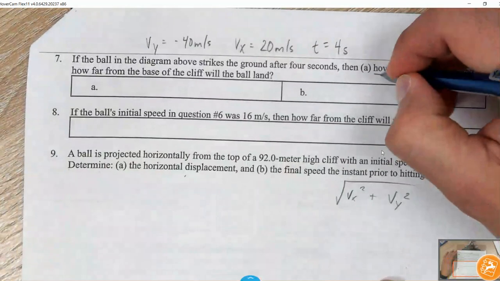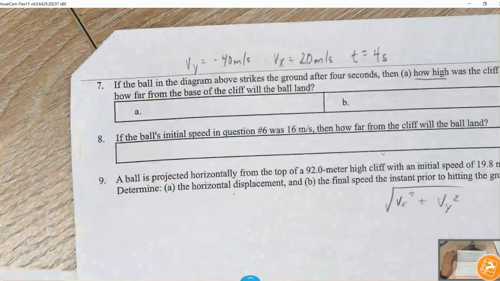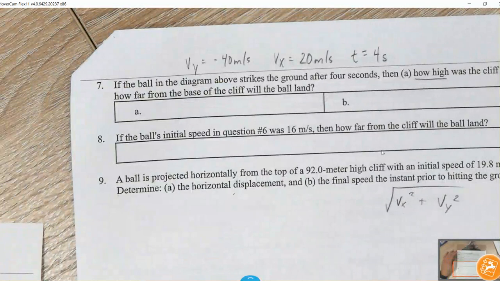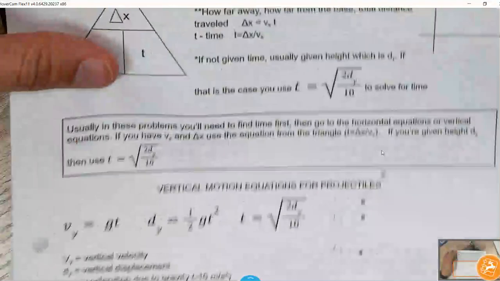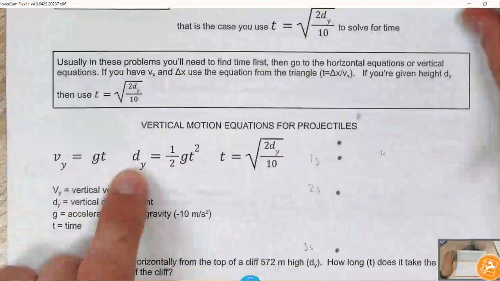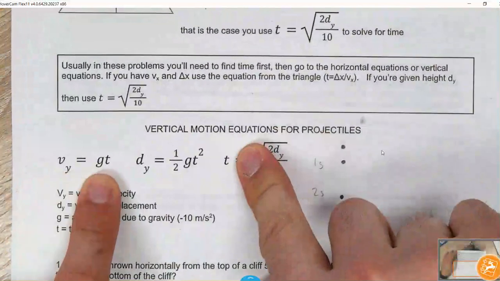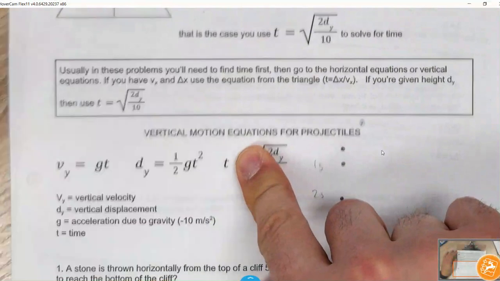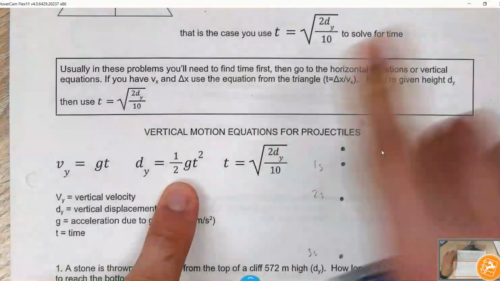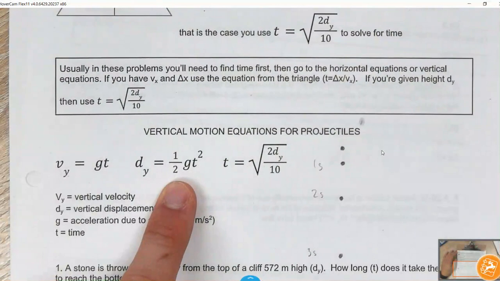So when they say how high, are you thinking x direction or y? Y. So if that's the case, you go to your y set of equations. Pretty much this is speed, this is like height. It says vertical displacement. Vertical displacement can be height. What is the equation for that? 1/2 gt squared.